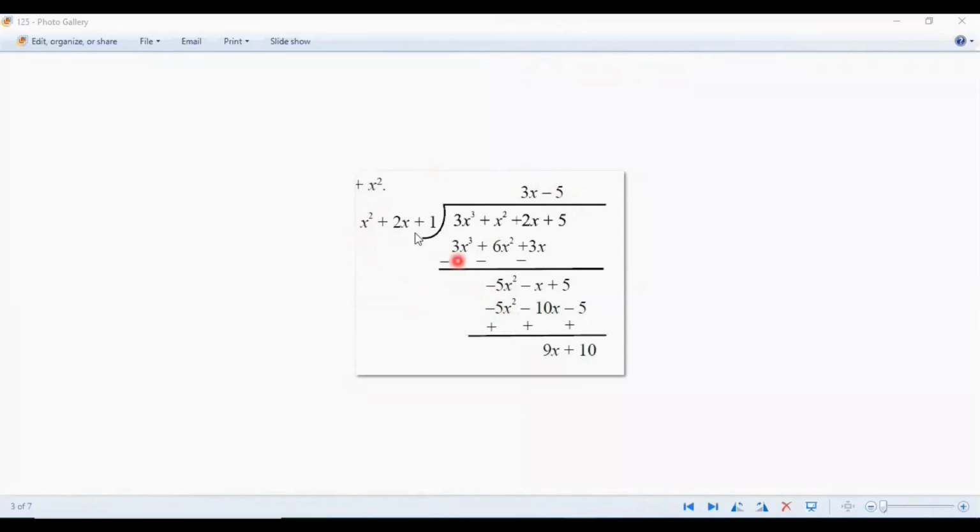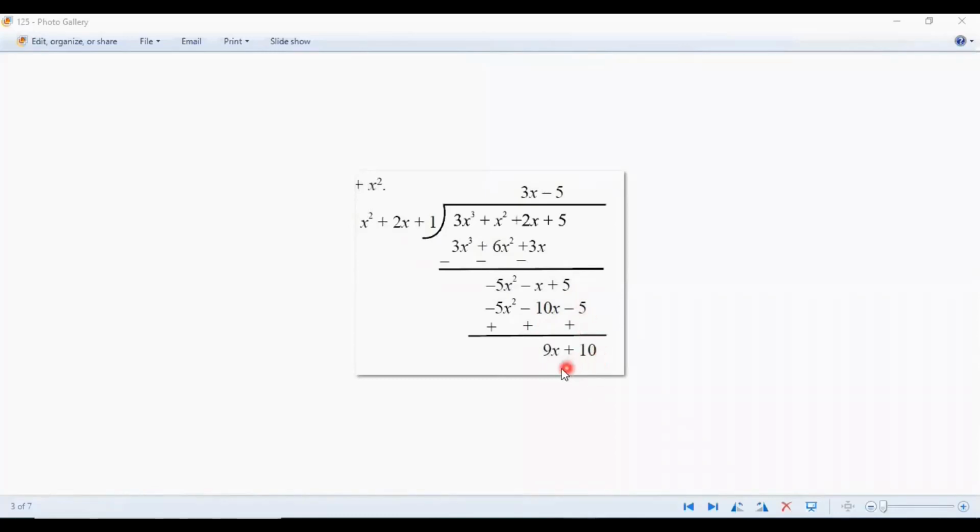Okay? So to balance, you also need to multiply the second and third term of the divisor with the minus 5. So minus 5 into 2x will be minus 10x, and minus 5 into 1 will be minus 5. Now subtract. So first term will be 0, then minus x minus 10x. Two negatives will become positive, so it will become 9x. Then plus 5 minus 10, minus 5. So two negatives will become positive, so 5 plus 5 is 10.